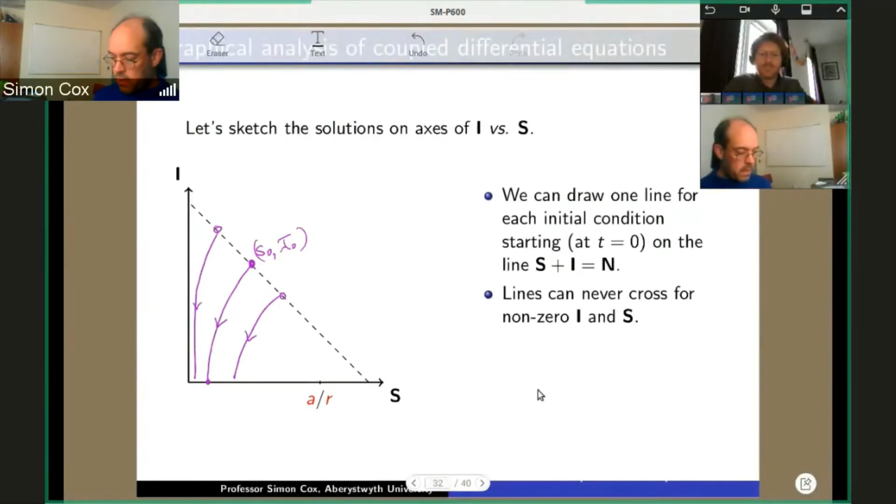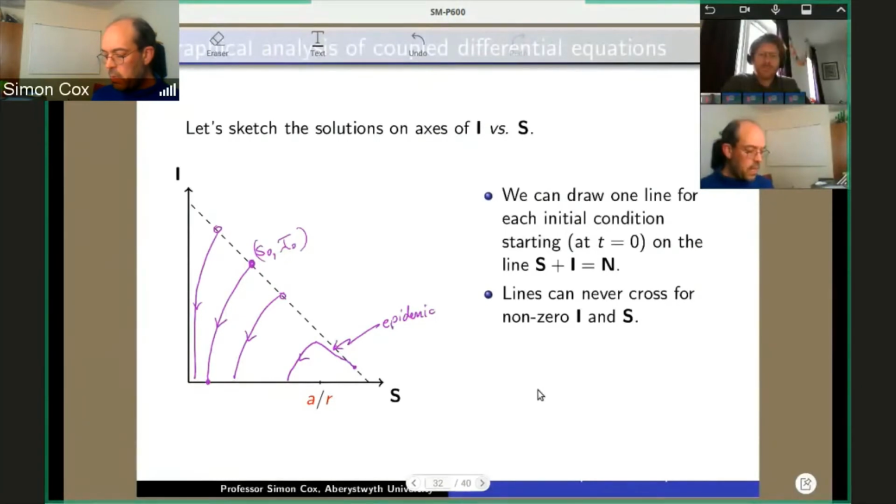Unless my initial condition has S naught greater than A over R. In this case, we know that to start with, the number of infected individuals must increase until we reach A over R, and then decrease. And so this is an epidemic, because the number of infected individuals is rapidly increasing. This is what we want to avoid.